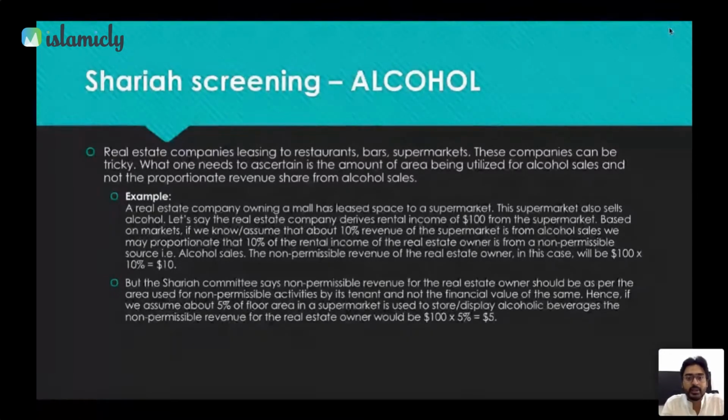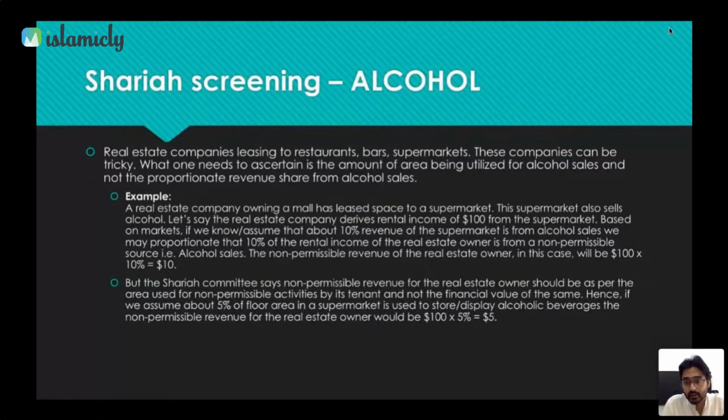Let's say the real estate company derives rental income of $100 from the supermarket. So when a real estate company gives out space on rent, it is liable to get rental income. So that rental income, let's say, is $100. Based on markets, if we know or assume that about 10% revenue of the supermarket is from alcohol sales, we may proportionate that 10% of the rental income of the real estate owner is from a non-permissible source, that is alcohol sales. The non-permissible revenue of that real estate operator in this case will be $100 multiplied by 10% equals $10. You got it?